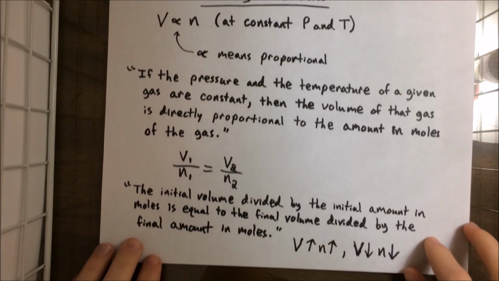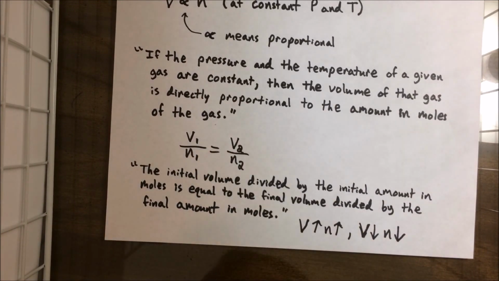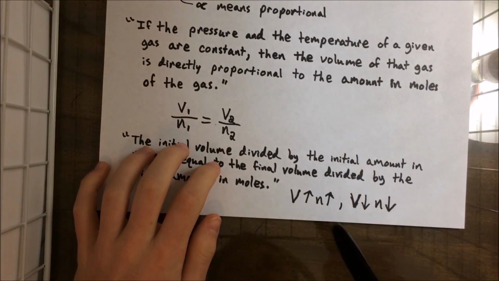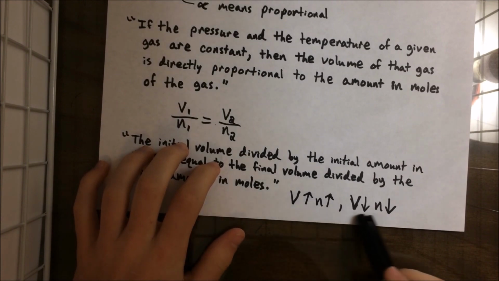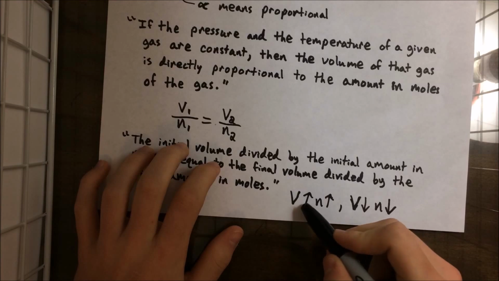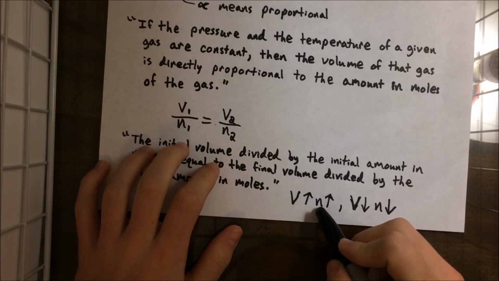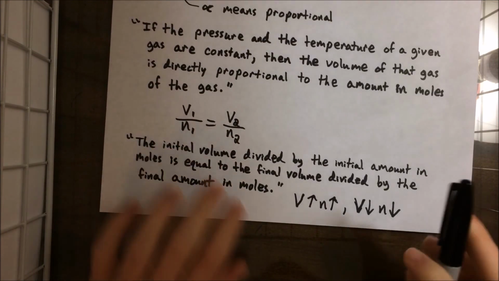So we can represent that with the equation V1 over n1 equals V2 over n2, which means the initial volume divided by the initial amount in moles is equal to the final volume divided by the final amount in moles. So we can represent this relationship with the expression V up arrow, n up arrow, which means as volume increases, so does the amount in moles, and as volume decreases, so does the amount in moles, and vice versa.